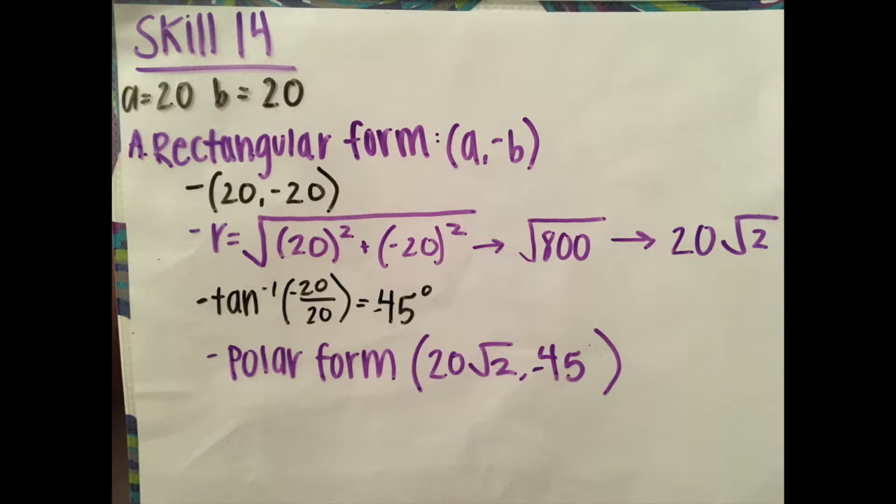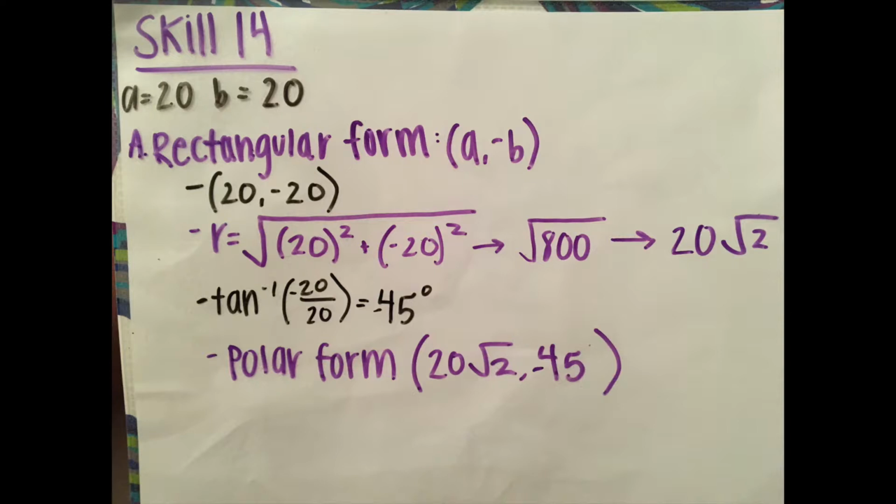Since we know two side lengths, we can use the Pythagorean theorem to find the hypotenuse. I did r is equal to the square root of 20 squared plus (-20) squared. When simplified, the hypotenuse is equal to 20 square root 2.